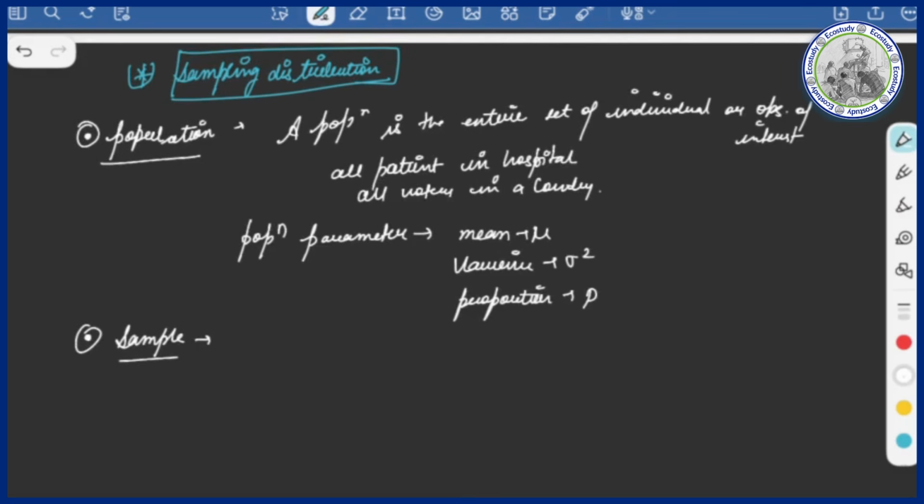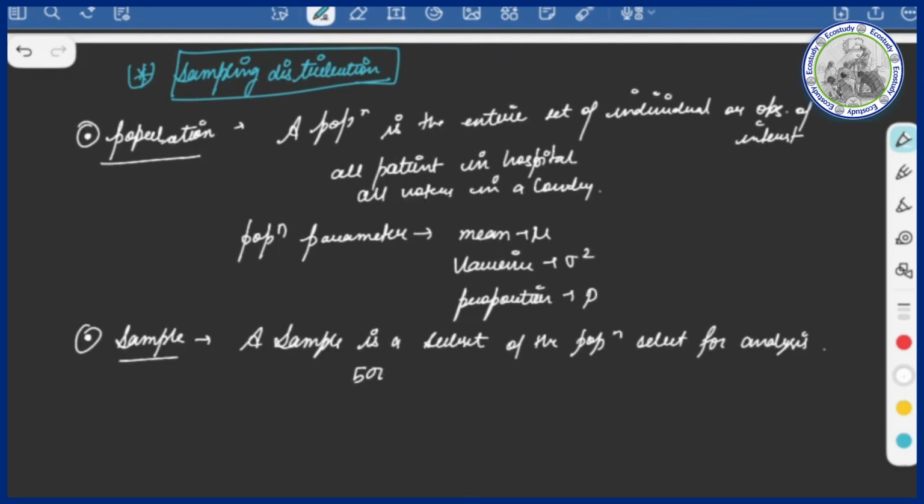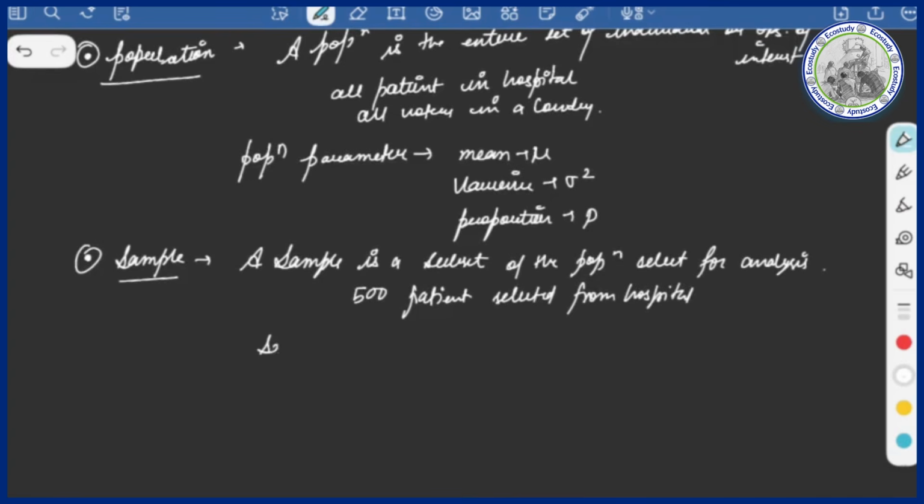Now after population we have the sample. What is a sample? A sample is nothing but a subset of the population selected for analysis, and it should be representative of the population. For example, if the population is all patients in a hospital, then the sample is 500 patients selected from the hospital.